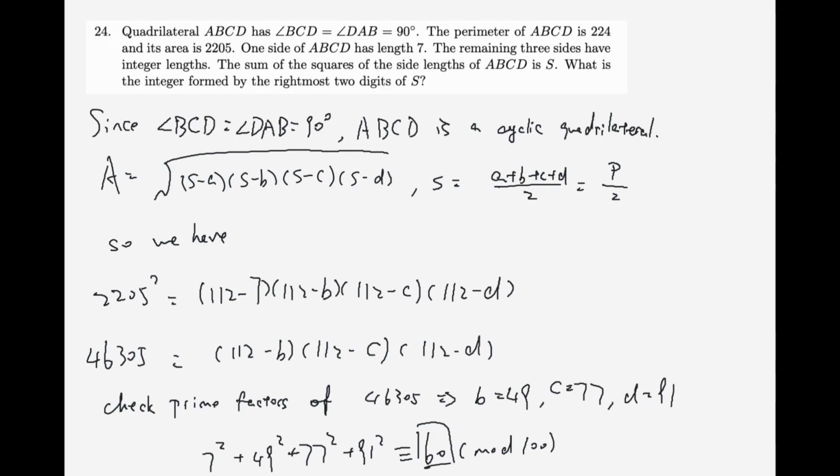Thus we have 2205 squared is equal to (112 minus 7)(112 minus B)(112 minus C)(112 minus D). So that 46305 is equal to (112 minus B)(112 minus C)(112 minus D). And we can check prime factors of 46305 so that we can get B equal to 49, C equal to 77, and D equal to 91.